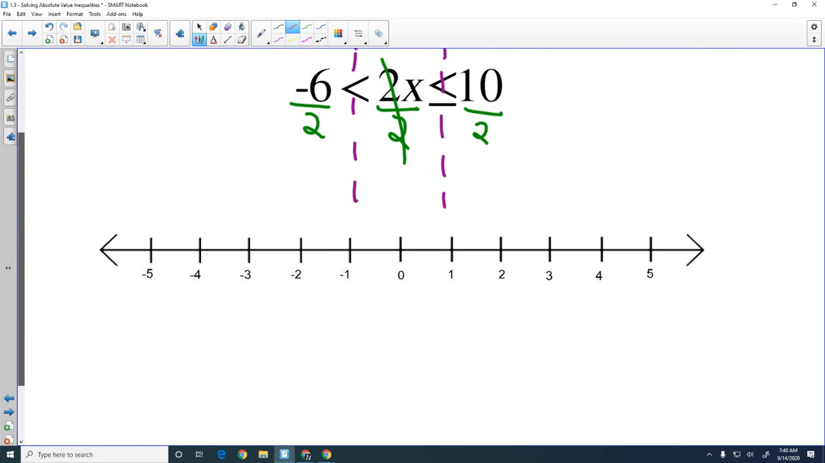And we've got -6 divided by 2 is -3. That less than symbol would stay the same. I now have just an x by itself in the middle. And then we have a less than or equal to, well, 10 divided by 2 is 5. So this is our new inequality: -3 is less than x, which is less than or equal to 5.